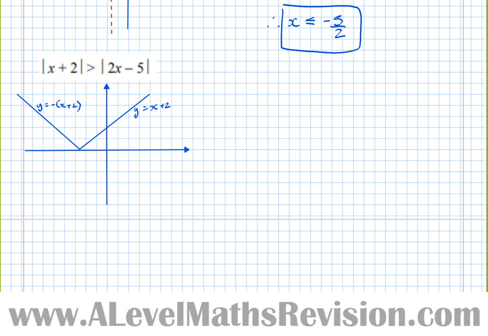Y equals mod of 2x minus 5. So it would normally cross at minus 5 and has a steeper gradient as well. But now it doesn't, because it's been reflected. So it now crosses at positive 5. So I'll draw that a bit better. Like that. And that there. Okay.